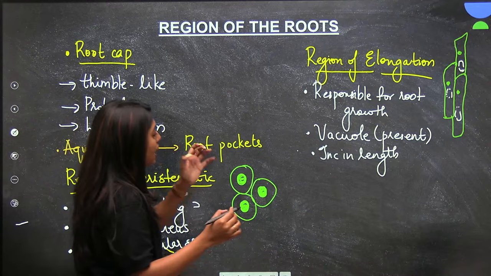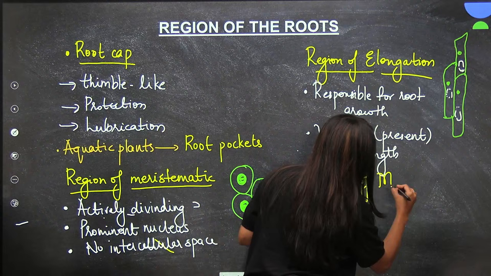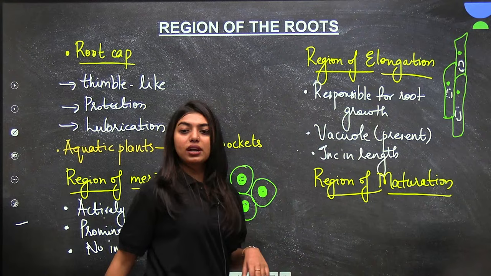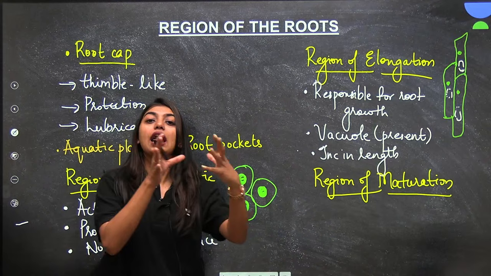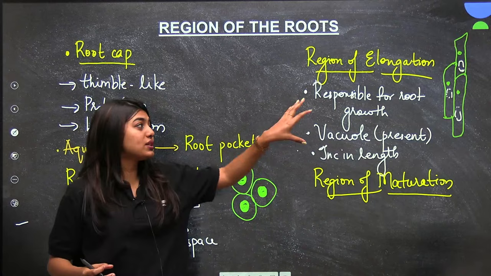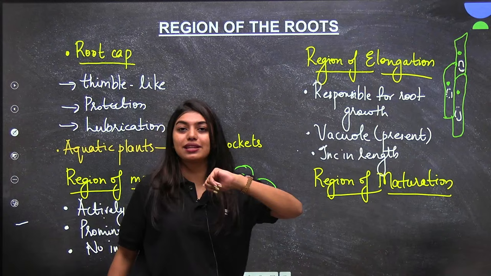The region is basically region of maturation. Okay. Region of maturation. Now, as the term says, what do you understand from this region? Region of maturation means the cells are undergoing differentiation and maturation, okay? And in this region, you will see enough root hairs. You will see the tissues that we didn't see anywhere else. You will see xylem, phloem, pith and etc. So many cells will be seen in this region, okay?